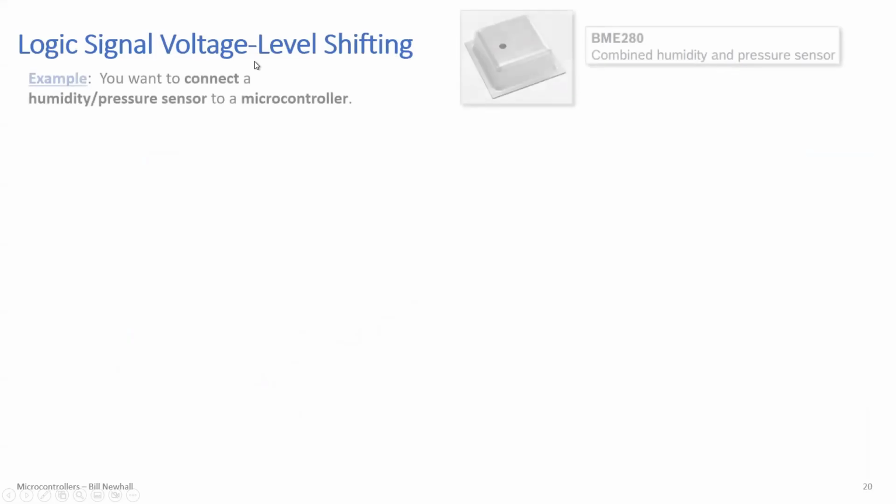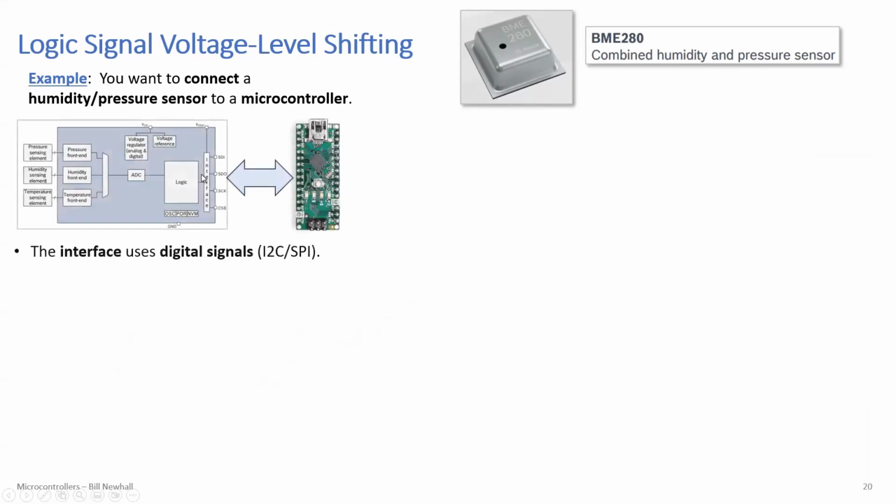Let's look at an example, logic signal voltage level shifting. Let's say that you have a humidity and pressure sensor, and you want to connect that sensor to the microcontroller. So here's a humidity and pressure sensor right here. It surface mounts to a board. And so you have this microcontroller board, and here's the sensor. Here's a block diagram of the sensor.